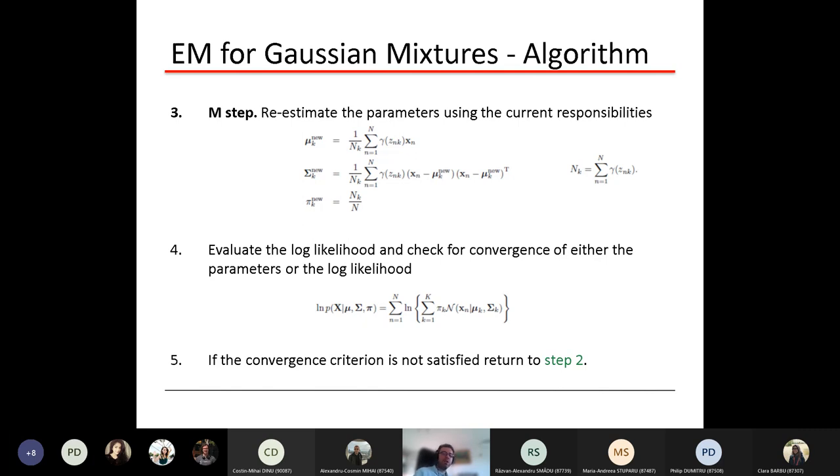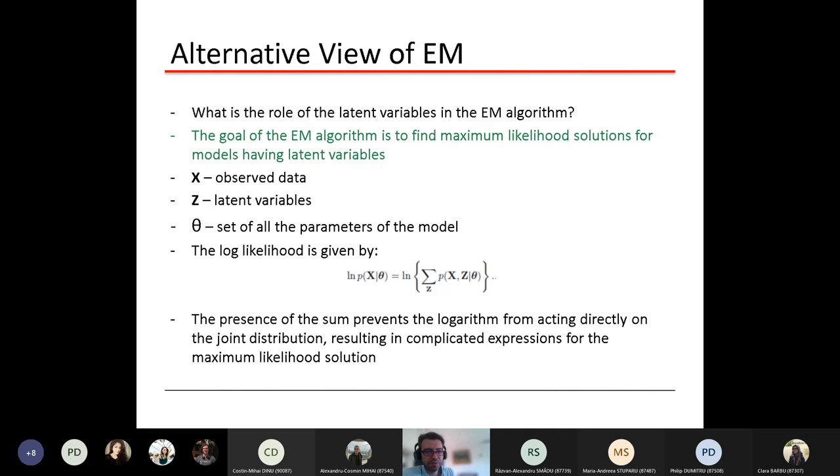And then we compute the log likelihood function. So knowing the new parameters, we compute the log likelihood, and if the log likelihood has not changed, we have reached the convergence criterion, or if it has changed only below a certain threshold, we stop. Otherwise, if we haven't reached convergence, we continue. Cool. And right now we have introduced the expectation maximization algorithm for the particular case of Gaussian mixture models.